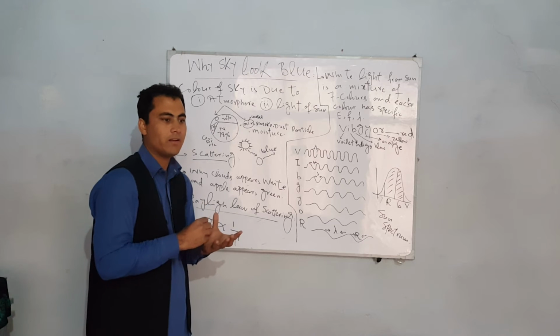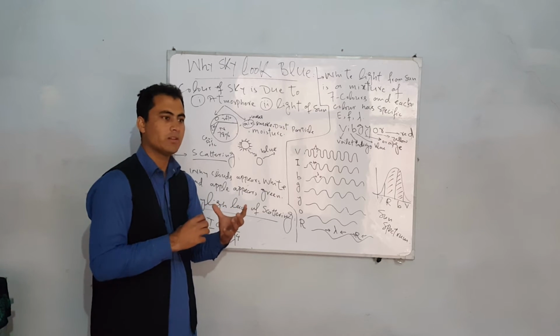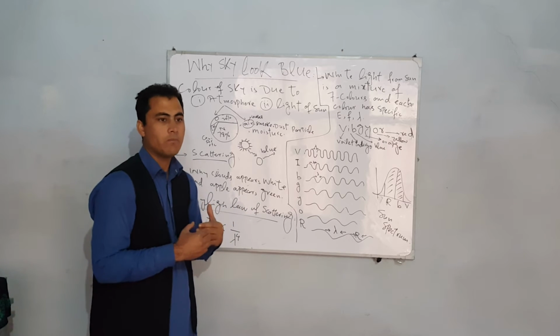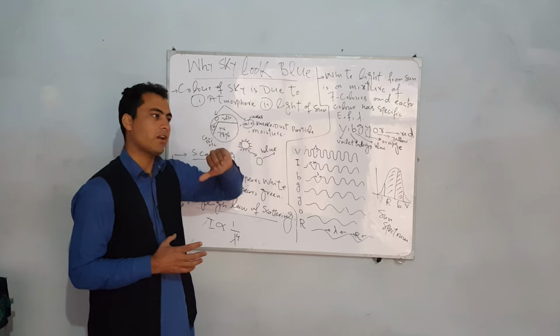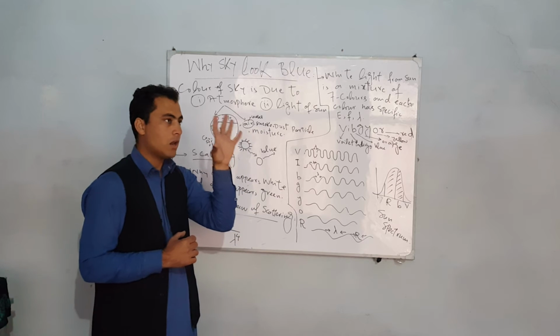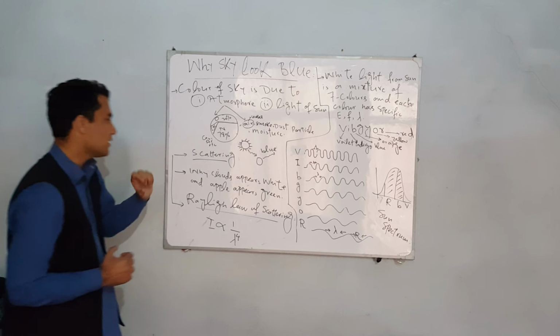And this scattering is different at different angles. It is different during the sunset or sunrise, and it is different during the daytime. That's why, due to the different angle of scattering of the sunlight from the air particles, the color of the sky looks different at different times. So we discussed that here.